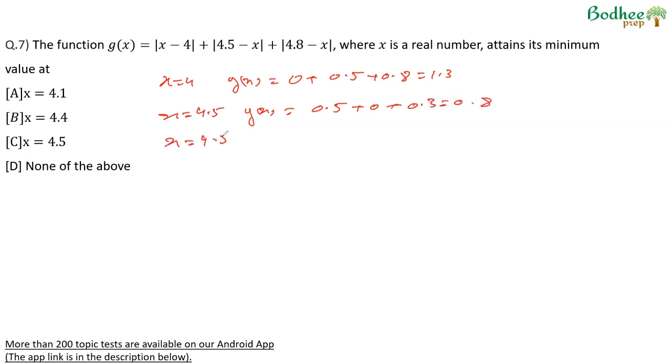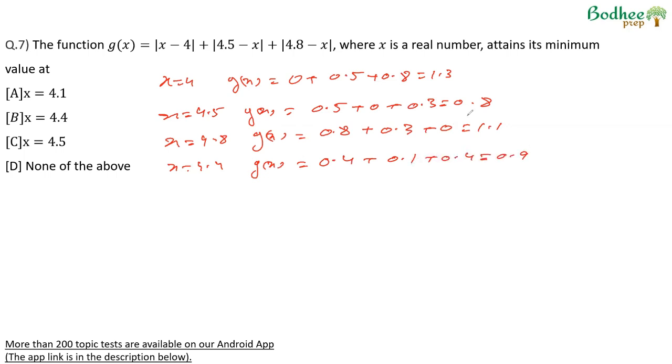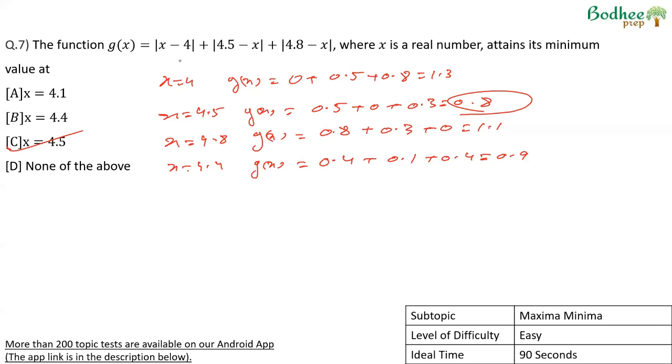At x is equal to 4.8, g(x) will be 0.8, 0.3 plus 0, which is 1.1. Again, there is no need to check, but if we look at the option as well, g(x) at 4.4 would be 4.4 minus 4, which is 0.4, plus 0.1 plus 0.4, which is 0.9. Clearly, this is the minimum value. Hence, at x is equal to 4.5, the minimum happens. This is the standard process and can be used almost without any exception. Therefore, I'm saying easy question. In about 90 odd seconds, we should get the answer.